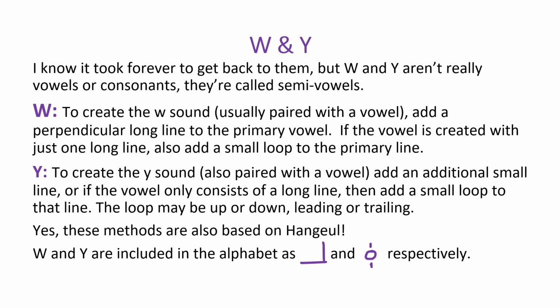And now W and Y, which aren't actually consonants even if we're told so. They're called semivowels. To create these, I went ahead and put them with the vowels. To create a W, add a perpendicular long line to the primary vowel symbol. To create a Y, add a short, small line in the same direction as the other small line on the letter, except if that letter doesn't have a short, small line, in which case you can add a small loop.